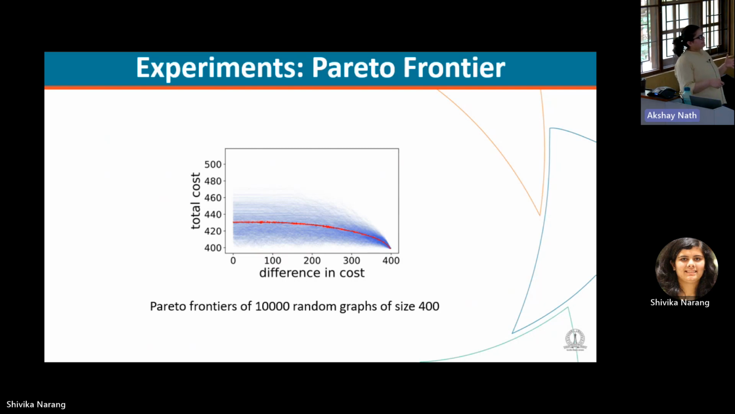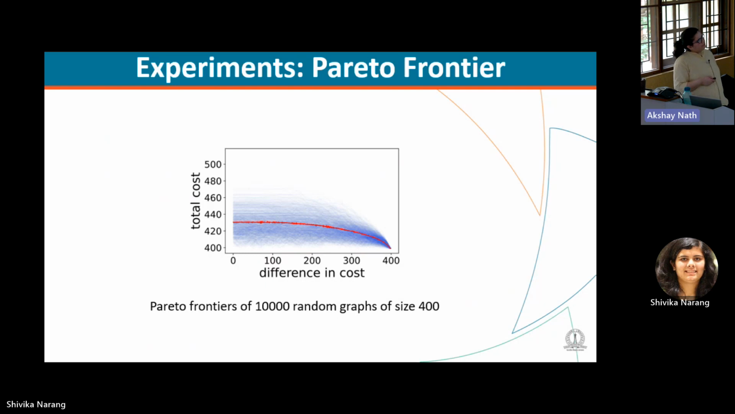So what we have done here, for graphs of size 10,000, we've plotted the Pareto frontiers. So here is the difference in cost, or rather the degree of unfairness almost. And here we have the sum of the costs. So these are the total costs that agents are incurring. This size 400 is just one person doing everything, which is one solution. And the things close to 0 will be the leximin optimal, right?